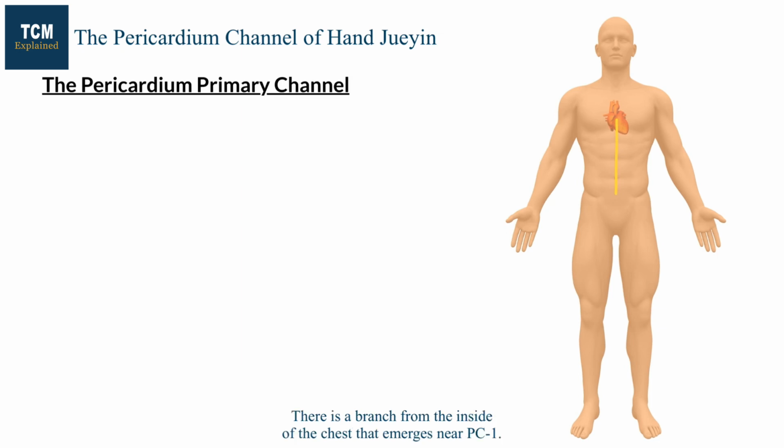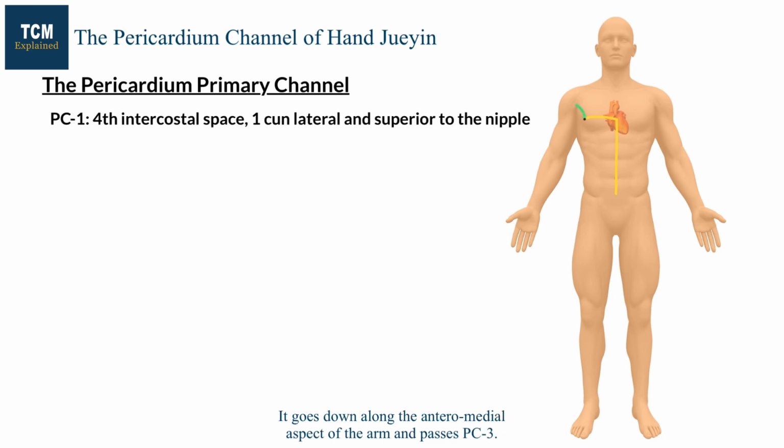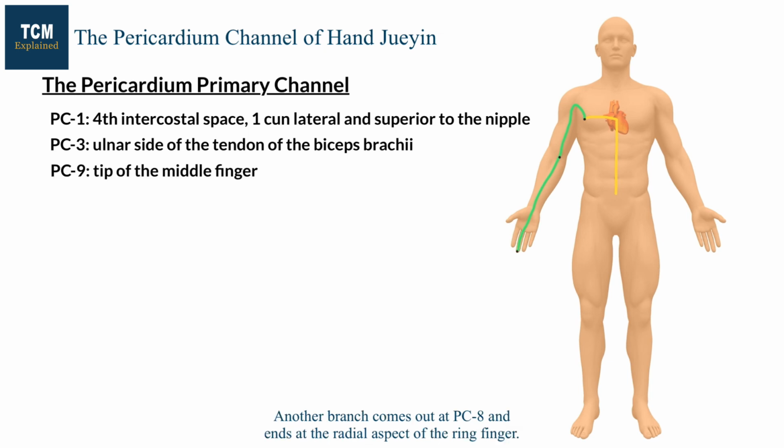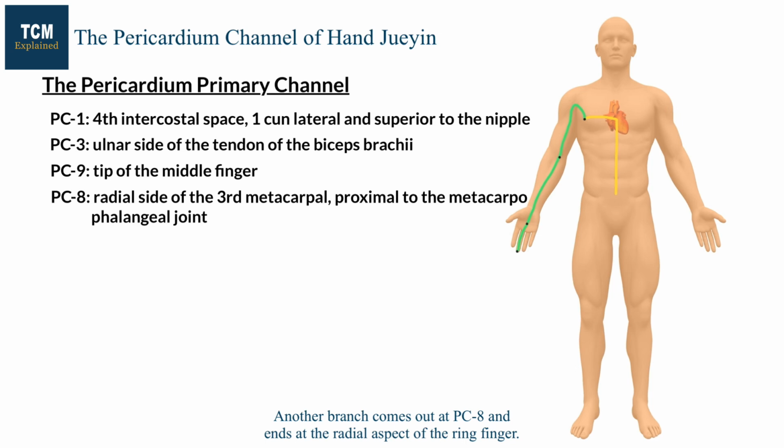There is a branch from the inside of the chest that emerges near PC1. It goes down along the anteromedial aspect of the arm and passes PC3. It goes between the tendons of the palmaris longus and flexor carpi radialis muscles and ends at PC9. Another branch comes out at PC8 and ends at the radial aspect of the ring finger.